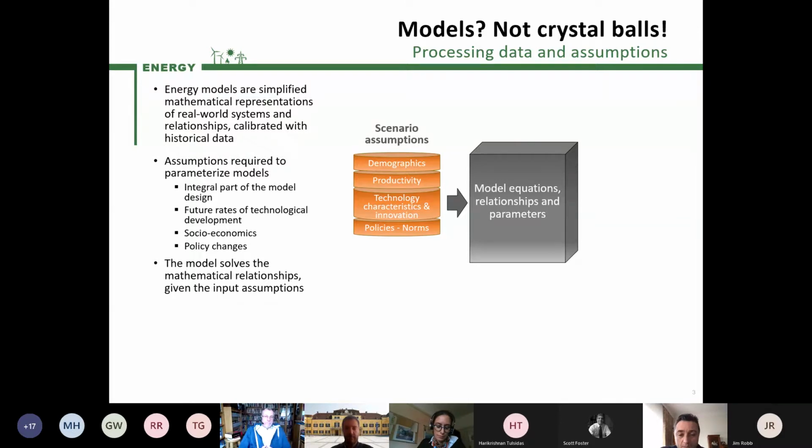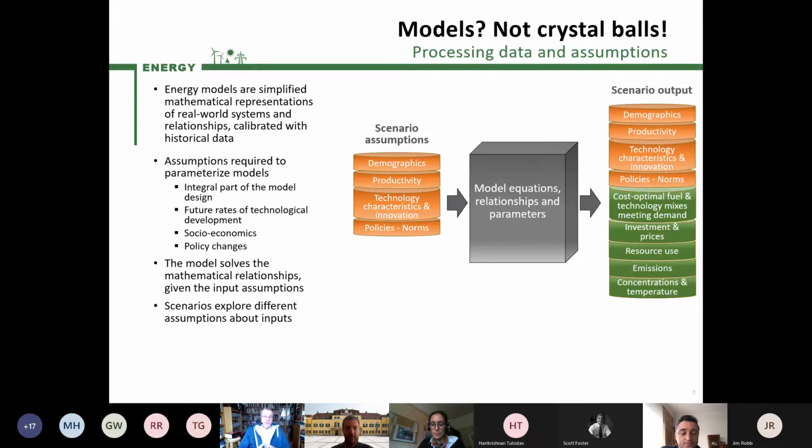Assumptions are an integral part of the model design. Future rates of technological development are extremely important. Socioeconomics, policy change, all these we put together and feed into the model. And the model itself contains the rules, the equations, and all the other technical things, constraints, and so on.